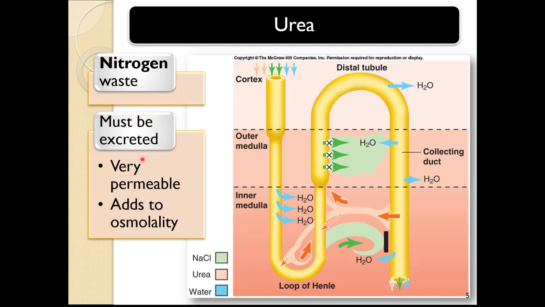Now it shows here that this urea has to be excreted because it is toxic if we get too much of it. It is very permeable, meaning that it can move through these tubules, but like I say, it eventually will leave the body in urine.